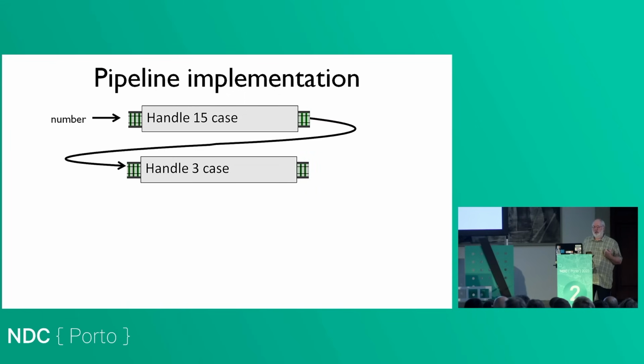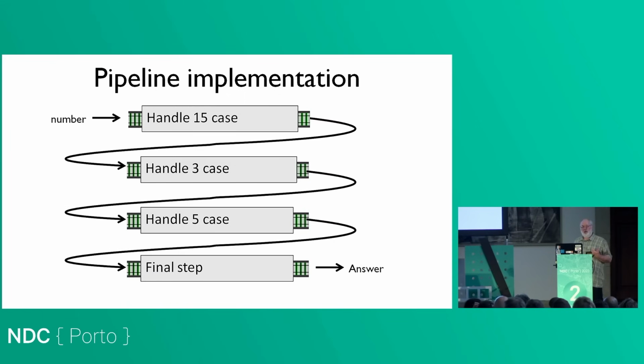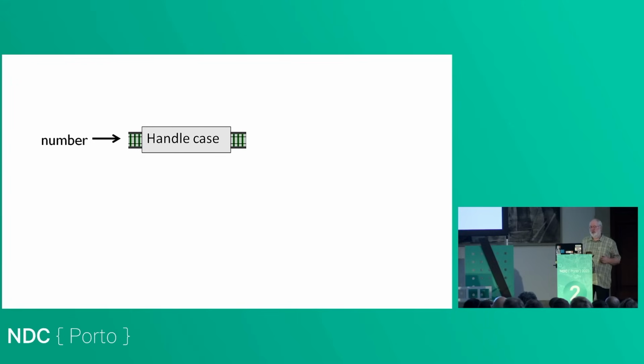Well, I'm going to handle 15, I'm going to handle 3, I'm going to handle 5, and then I'm going to have the final step where nothing's been handled. Right? So this is a pipeline of data flowing through this pipeline. Now, in order to do this, let's look at each one of these steps.